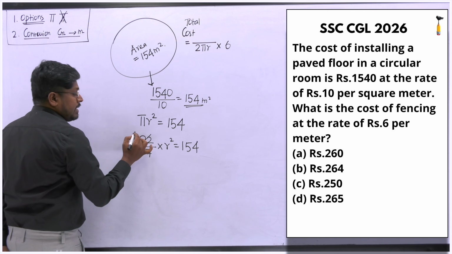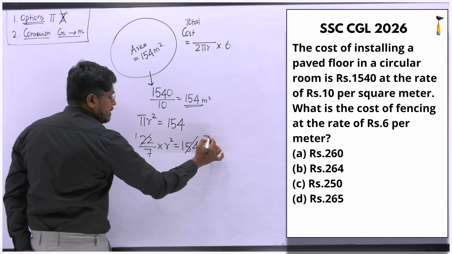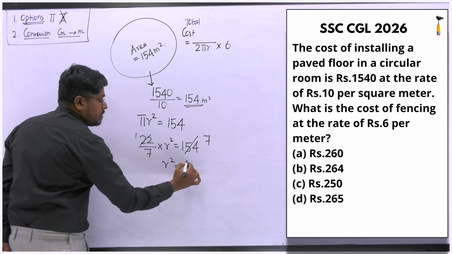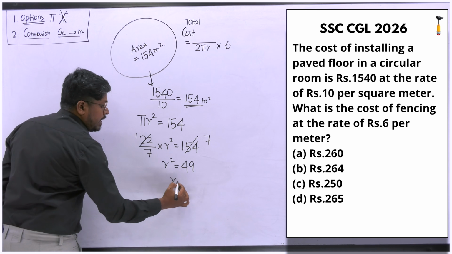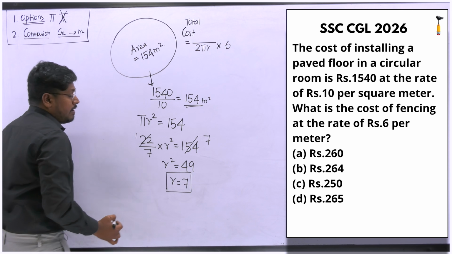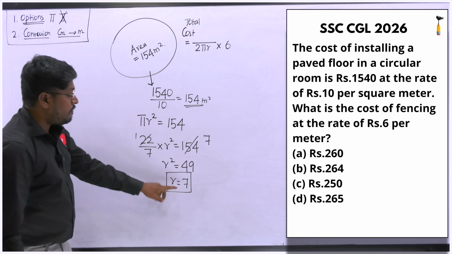So this will be 1 times, and this will be 7 times. So r square will be 7 into 7, which is 49. So the radius will be 7. So by using the values, I have found the area of the circle. By using the area of the circle, I have found the radius.